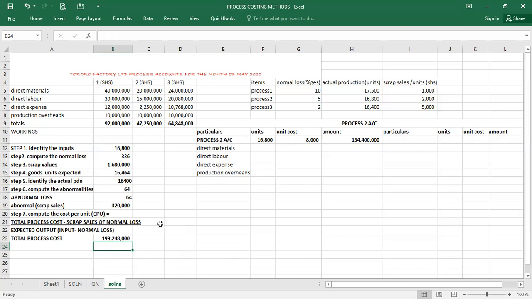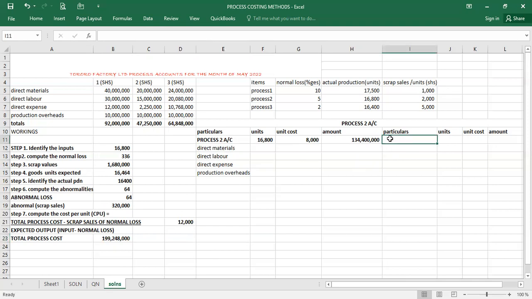Then if you want to determine the unit cost or the cost per unit, we said it is going to be equal sign this. We put this in the bracket. It will be this minus this, our normal scrap values, which are those ones. We divide the answer we get by the expected units, and we shall be getting that. This 12,000 is what we are going to be using to cost our abnormal losses in the process account.